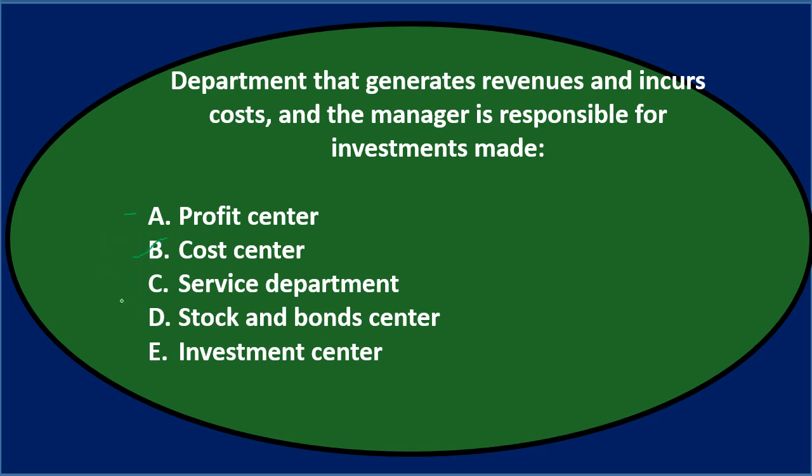C says a service department. A service department you might think of as something that has costs that they're going to apply to other centers, basically a maintenance department or something like that within the company. So it doesn't seem like that would have revenue as well. I'm going to say not that one. D says stocks and bonds center. We haven't really heard that yet, so I'll keep that one for now. And E says an investment center. I'll keep that. Sounds like it, something new.